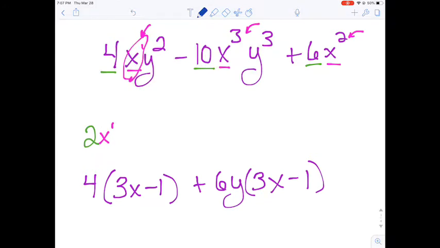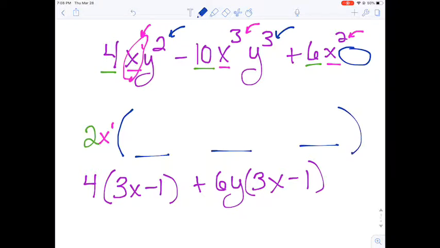Next, I'm going to look at the y's. Here I have 2 to give, here I have 3, but here we don't have any. So if this third term doesn't have a y, it's not something they all have in common. So it cannot be part of the greatest common factor. So I'm going to begin my parentheses there, and then what goes inside should still have 3 terms. And I'm going to get that by dividing each one by the greatest common factor.